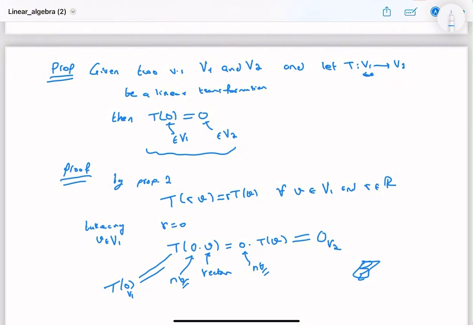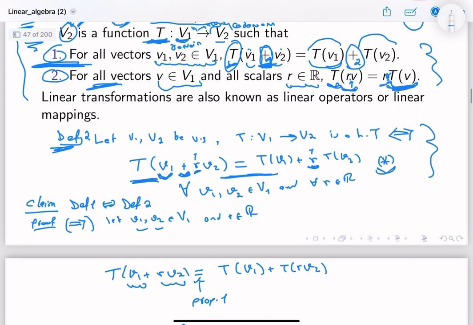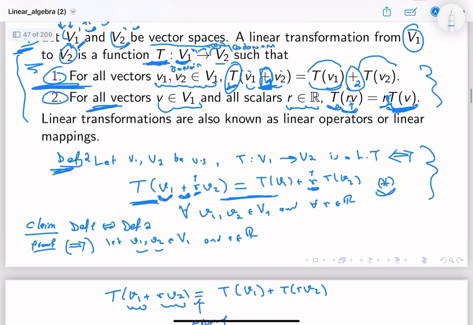And the second proposition is also important. The first proposition that we proved, which is that definitions 1 and 2 are the same, is important because when you want to prove that a map is a linear transformation, it's enough to check one thing. It's enough to check this instead of having to write 2 checks for this thing. Though it's not a big deal here.